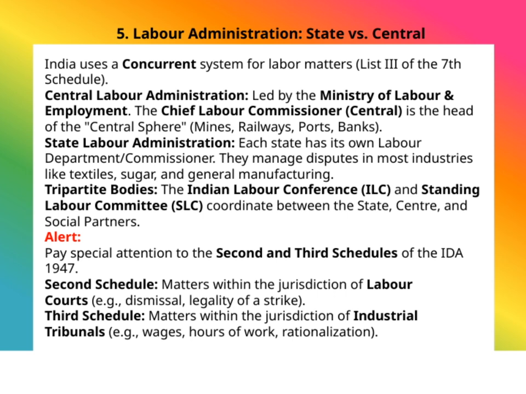I also want to draw your attention to the 2nd and 3rd schedules of the Industrial Disputes Act of 1947, which are crucial for understanding jurisdiction. The 2nd schedule deals with matters within the jurisdiction of labor courts, things like dismissal cases and the legality of strikes. Meanwhile, the 3rd schedule covers issues within the scope of industrial tribunals, such as wages, hours of work, and rationalization measures. These schedules help define which issues fall under which tribunal, ensuring a clear legal framework for resolving disputes.